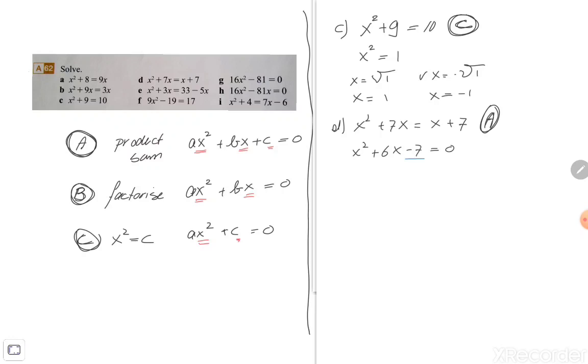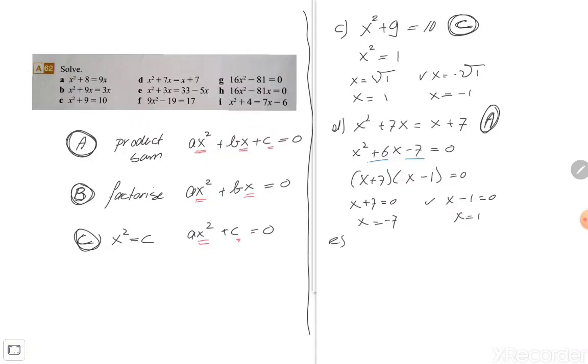The product needs to be minus 7, and if I add them, you need to get 6. So x plus 7 and x minus 1 is equal to 0. So x plus 7 is 0, so x is minus 7, or x minus 1 is 0, so x is 1.